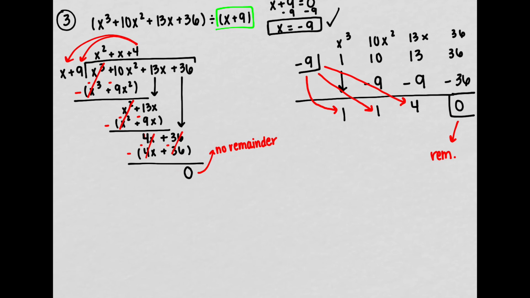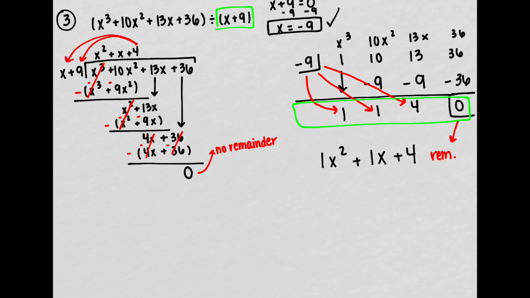Even though I have these numbers, I'm not done. This isn't my answer. So I need to write my answer, and you write your answer using these numbers on the bottom row, the 1, 1, 4, and 0. So I start with that first number, which is 1, and I look at my original problem, which started with an x cubed, so I go 1 degree less than that. These numbers on this bottom row are the coefficients in front of the variables. I just told you we're starting with 1 degree less than to the third, which would be squared or 2. So I have 1x squared plus 1x plus 4.